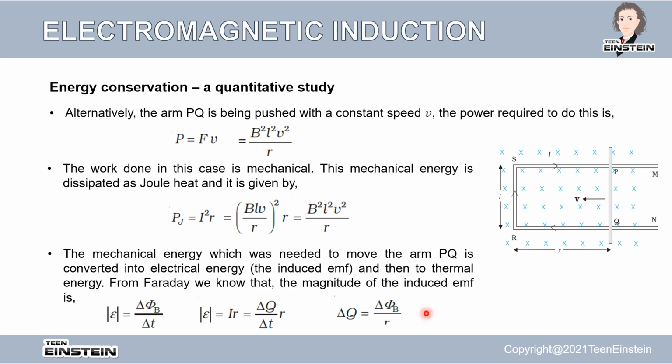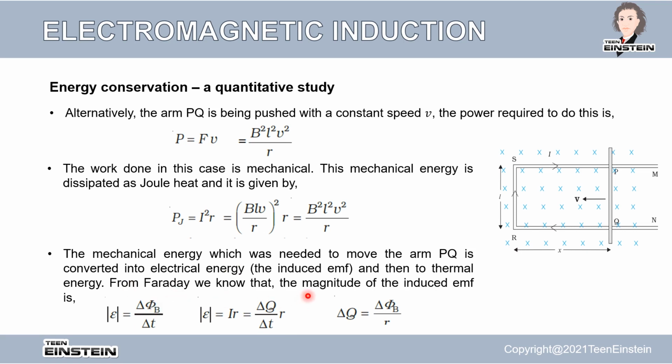So the mechanical energy which was needed to move the arm PQ is converted into electrical energy and then to thermal energy. So this electrical energy induced, the epsilon, is also coming from this mechanical energy, and then what happens to that energy? It gets converted into thermal energy. And we all know what joule heating is: when a current carrying conductor gets heated up, we call that joule dissipation. So that's what is happening now.